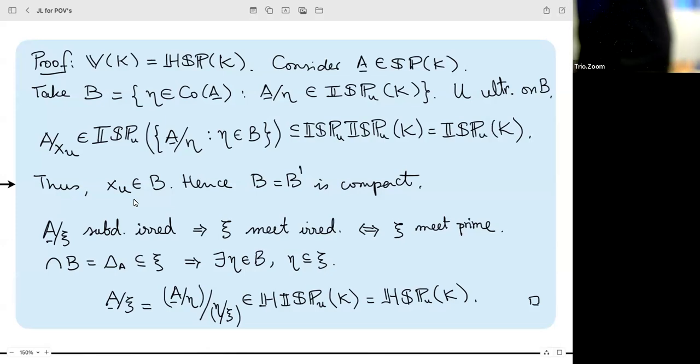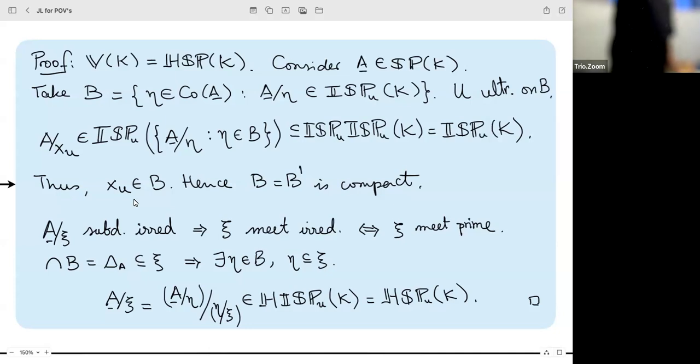But what are those A quotient eta? Eta are congruencies so that the quotient is isomorphic to a, so it is in ISPUK. So this means that this here is a subclass of ISPUK. So you have that this is included in ISPU of ISPUK, which is equal to ISPUK, because ISPU has this proof.